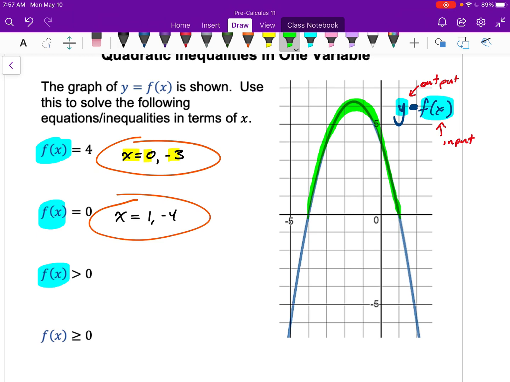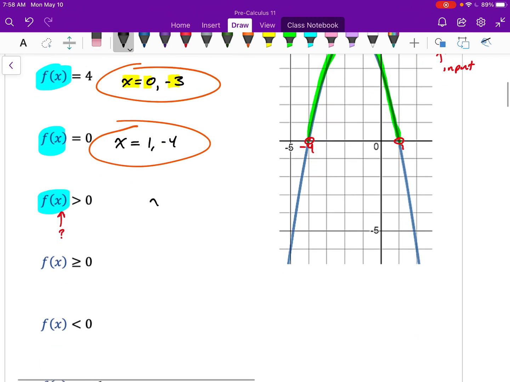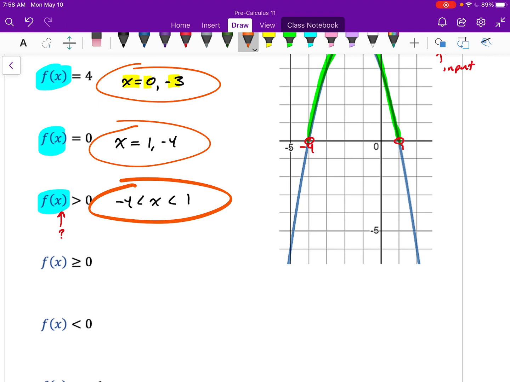So how do I describe that interval? Because this is not a point, this is that whole interval. And how do I describe it in terms of x? Because again, if I look at my inequality, it's the x that I'm trying to figure out. Well, this interval I highlighted in green is everything between negative 4 and 1, but not including negative 4 and 1, because at negative 4 and 1, the function equals 0. I want where it's greater than 0. So to express that whole interval between negative 4 and 1, I can say x is between negative 4 and 1, or negative 4 is less than x, which is also less than 1. There's my answer.